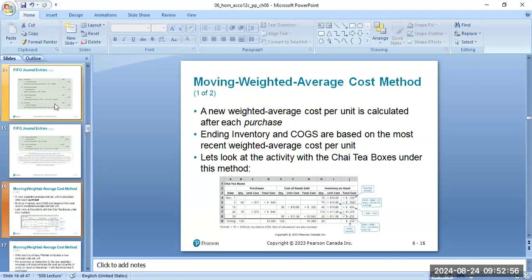Again, after each purchase, we have to calculate the weighted average cost. And then the ending inventory and cost of goods sold will be based on the most recent weighted average cost per unit. So let's see how this is going to work. Again, we're going to go to the Excel spreadsheet and work with it.